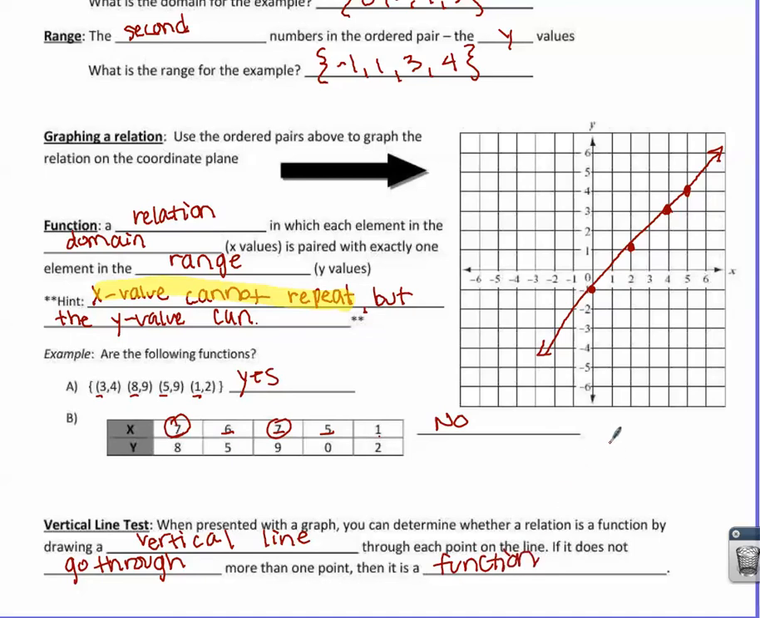So for example, if I only have one point through the line, then yes, this is a function. But when I draw my line, if I have two or more that go through that vertical line, then no, it is not a function. Turn the page and let's do some practice.